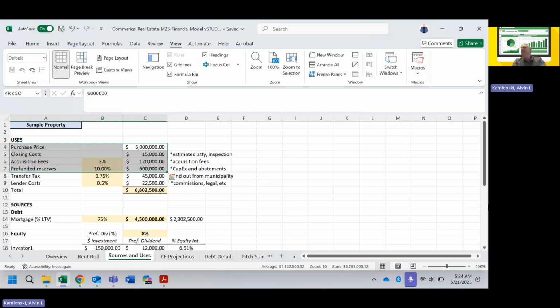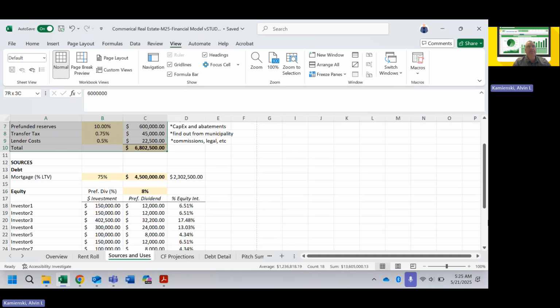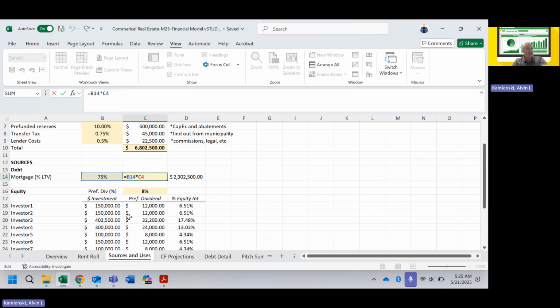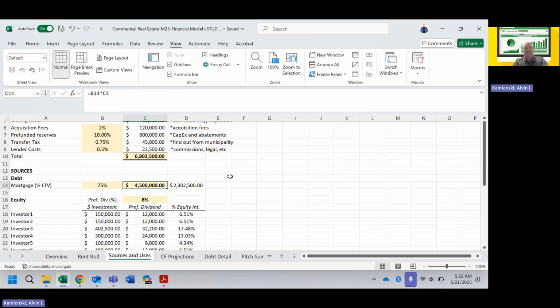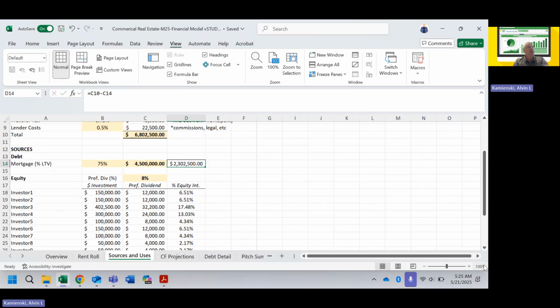Then we usually like to put money aside just in the event that something happens. There's usually some type of governmental tax involved. And then the banks usually charge closing costs, so that in the end, a $6 million building, we need to come up with $6.8 million to buy it. Where are we going to get the money from? $4.5 million is going to come from the banks, because the banks are going to give us 75% of the purchase price, which then means we need to come up with another $2.3 million.